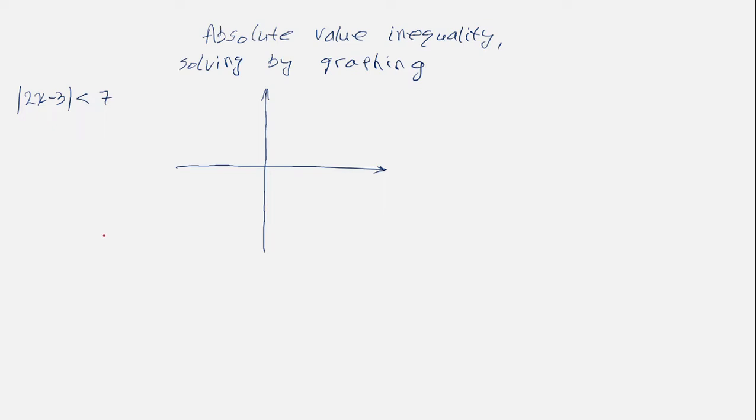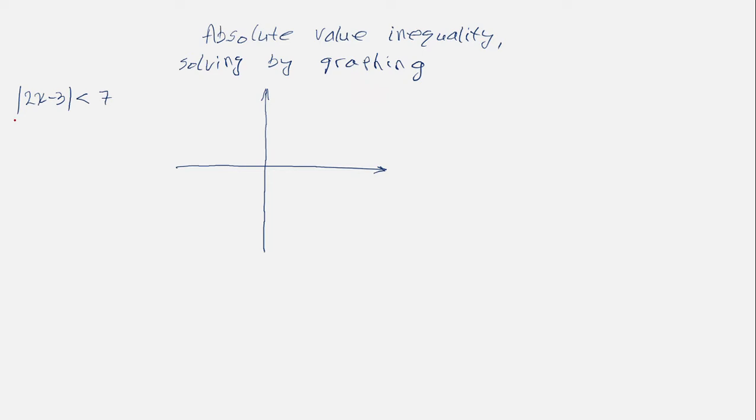Hello guys, let's solve an absolute value inequality by graphing. When we are solving by graphing, what we need to do is graph each side of the inequality. Kind of same thing as if we are graphing an equality. We would graph one side and then graph the other, and find the intersections.